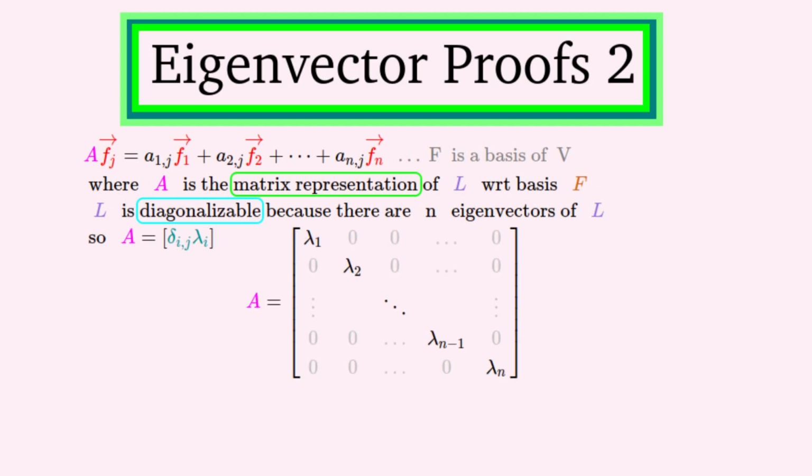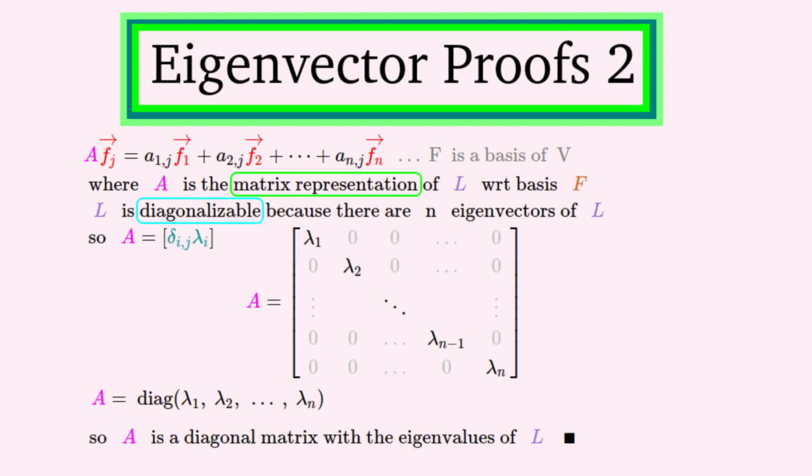We can draw A as a generalized matrix like this. We can even write A as a diagonal function like this. So A is the diagonal matrix that's a matrix representation of L with respect to the eigenvectors of L in set F. And the diagonal entries of A are the eigenvalues of L. So we've proven this theorem.